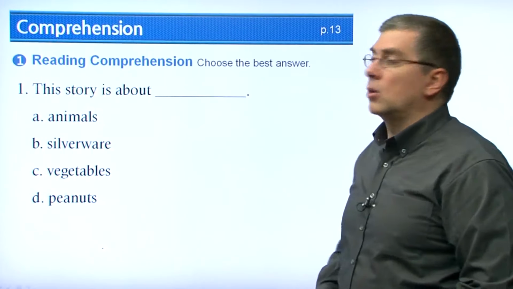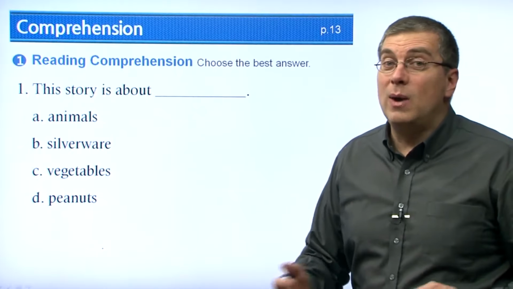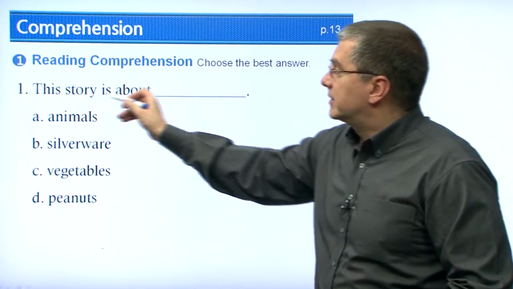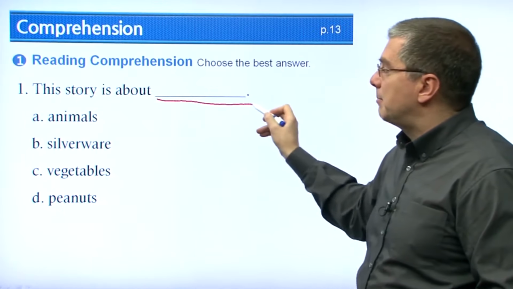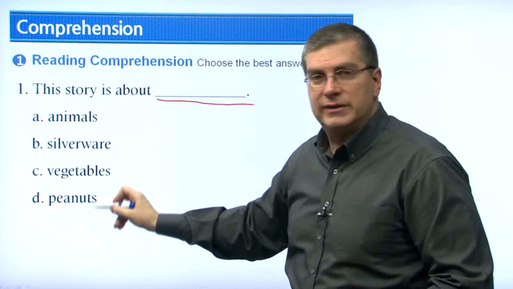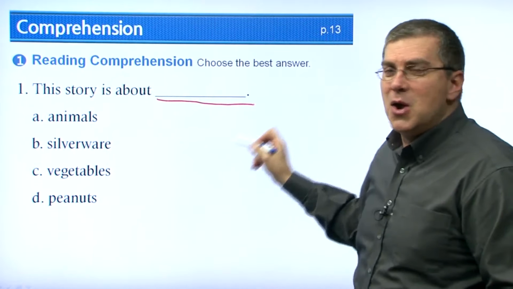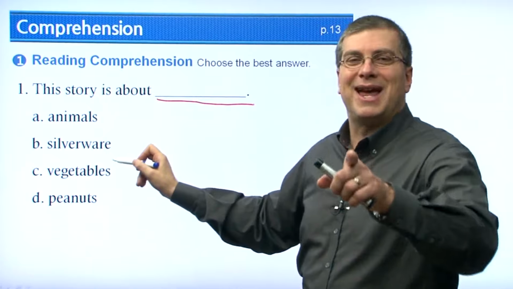Okay, let's move on to our reading comprehension. How well do you remember the reading? In this case, we have a sentence and a blank, right? And we have many choices. Here we have, "This story is about blank." What is the blank?